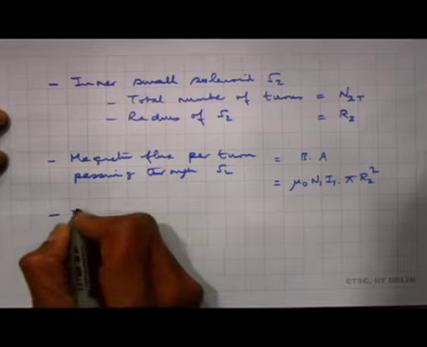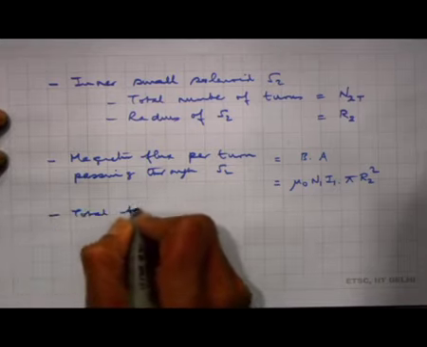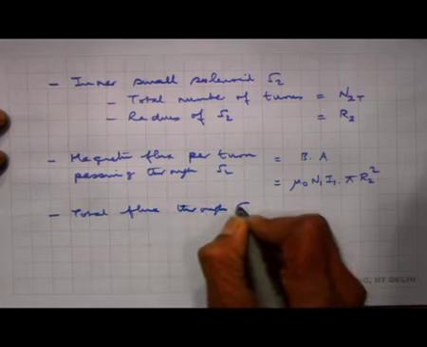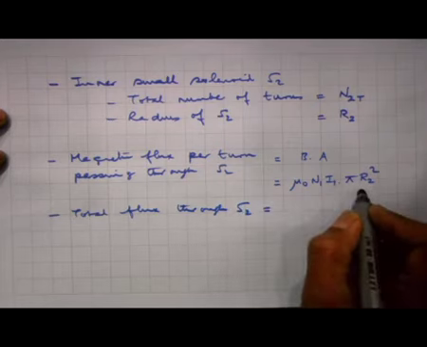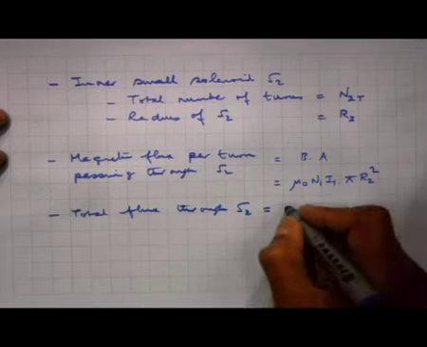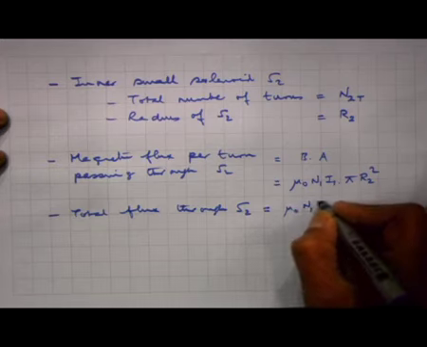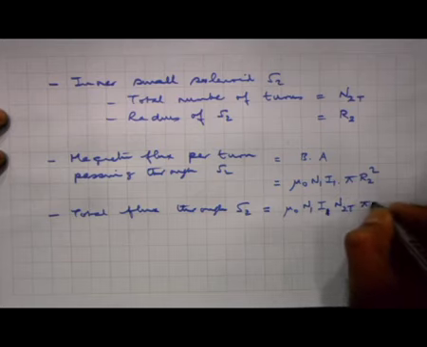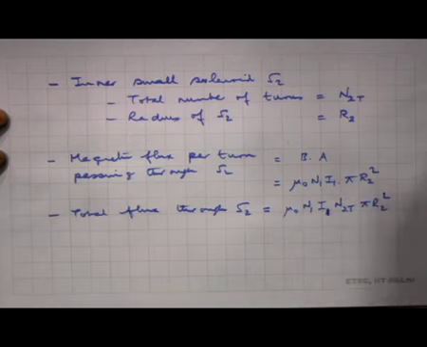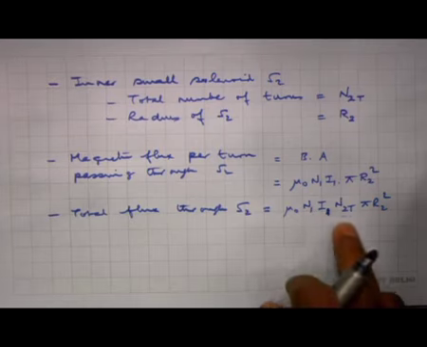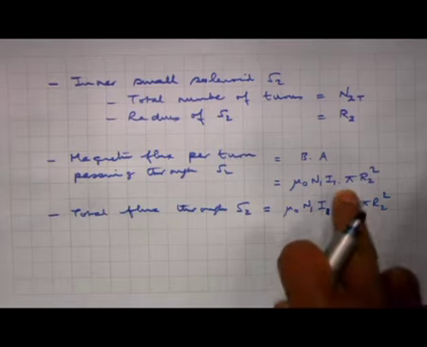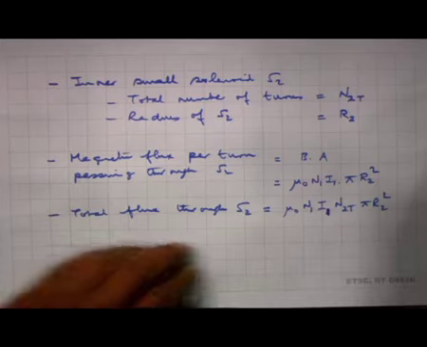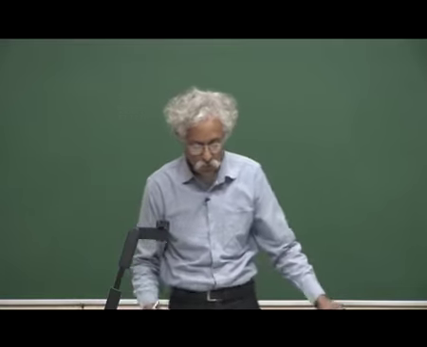So, the total flux through S2: each turn has this much flux, and there are N2T turns. So, the total flux will be mu naught N1 I1 into N2T into pi R2 square. So, it is dependent on the total number of turns, because each turn has this flux. So, I multiply by the number of turns in the solenoid to get the total flux. So, I can calculate immediately the induced EMF.